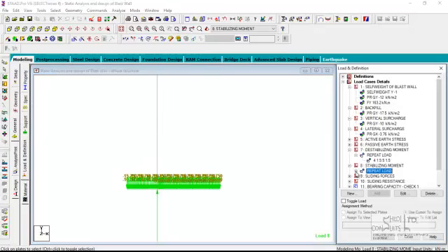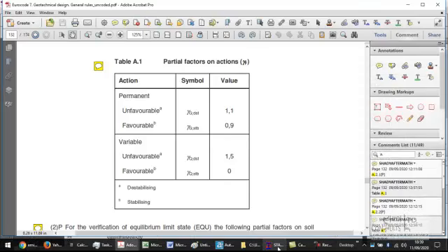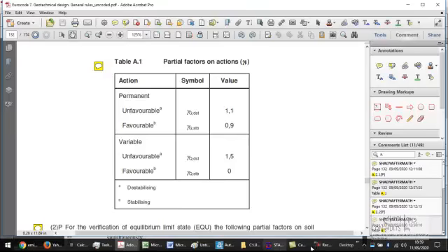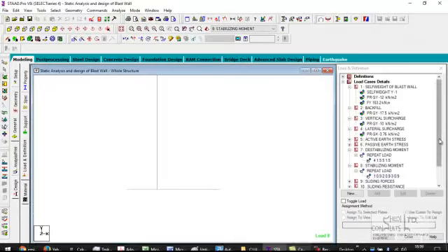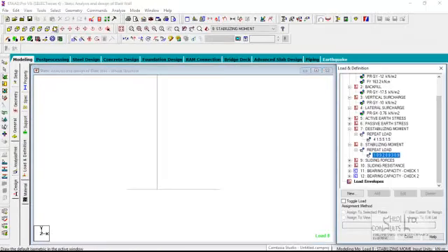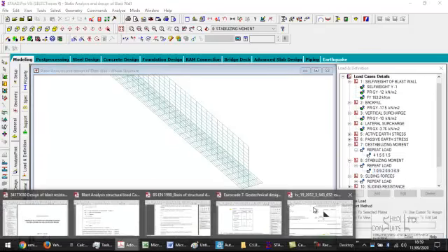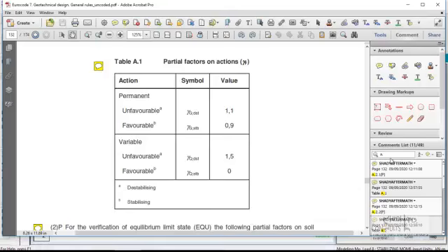Look at it, these are the stabilizing forces. If you watch carefully, you see the partial factors of safety as provided by the code. It says for live load you have 1.5, and for dead load you have 0.9. In the same vein, let's look at stability against sliding and see what the code says about sliding stability.